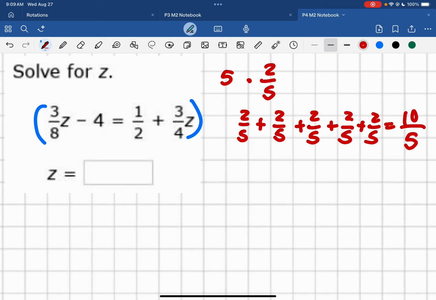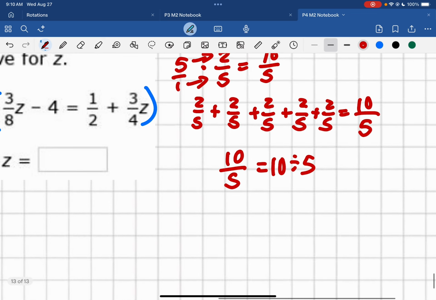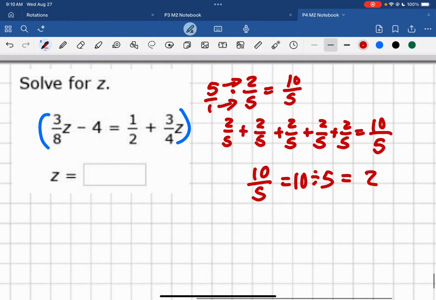You might be going, oh, Mr. Patey, why didn't you just do that multiplication straight across? You're right, I could have done that, but then I wouldn't have been able to show you why it works. So we get 10 over 5. What does 10 over 5 simplify to? 10 over 5 is the same as 10 divided by 5. We get 2. We're all about shortcuts in math, so if you see a shortcut here, take the shortcut.